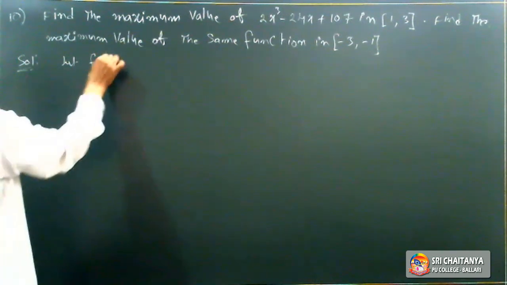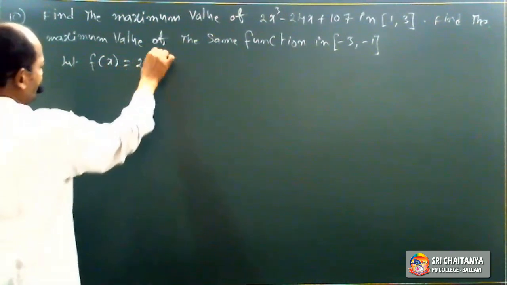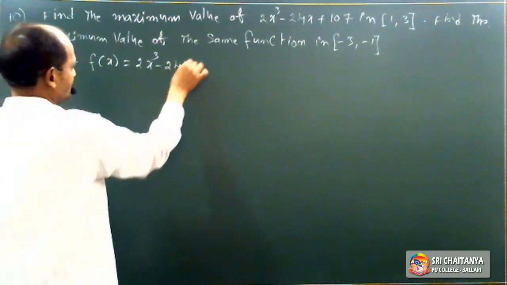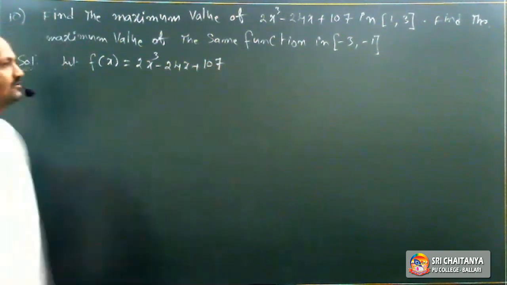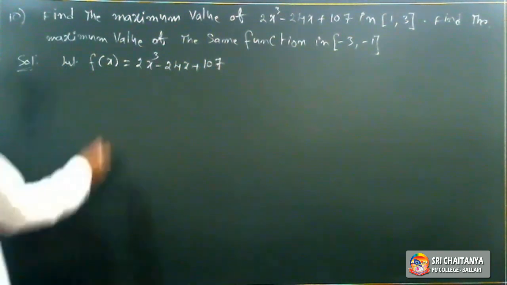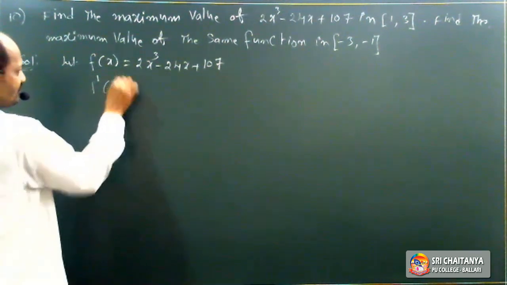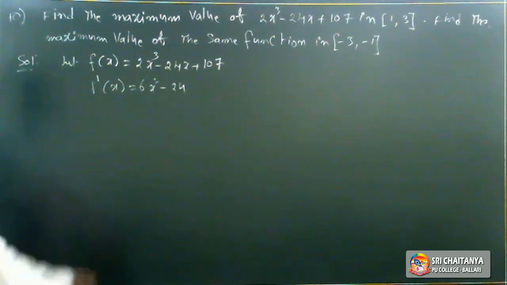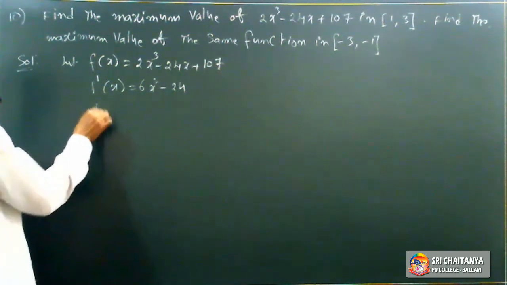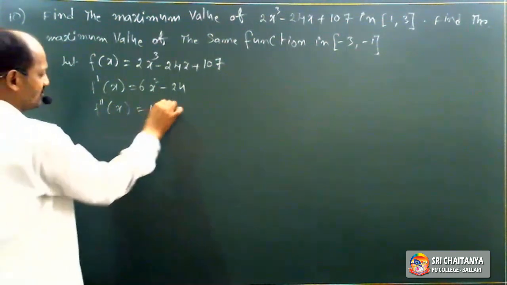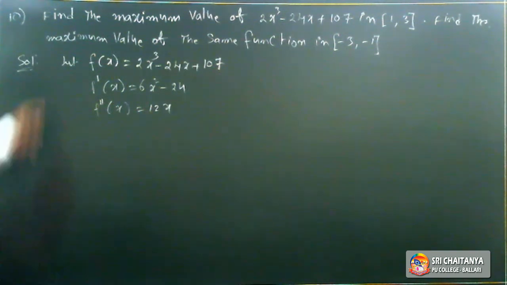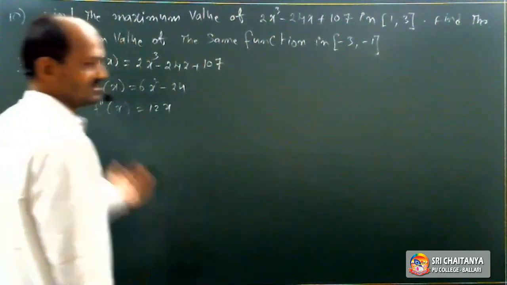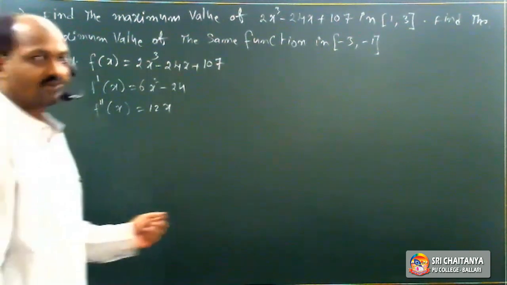Let the function be f(x) = 2x^3 - 24x + 107. The first derivative, f'(x) = 6x^2 - 24. The second derivative, f''(x) = 12x. But here we must find the maximum value of this function in the interval [1, 3]. That means it is the absolute maximum, absolute minimum.